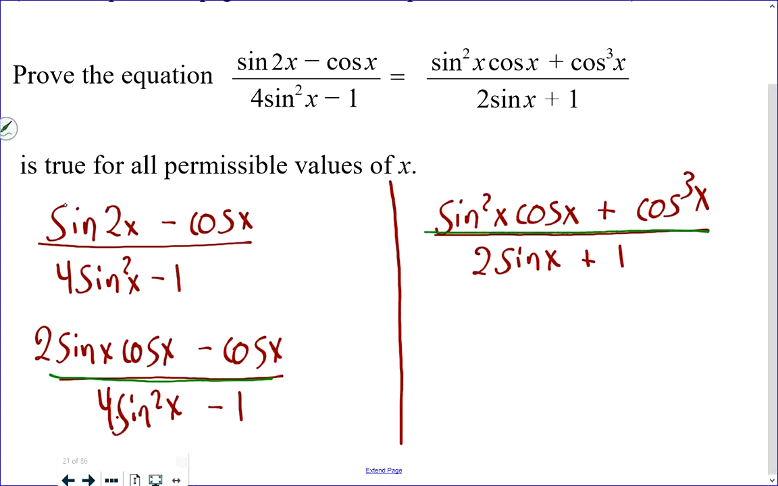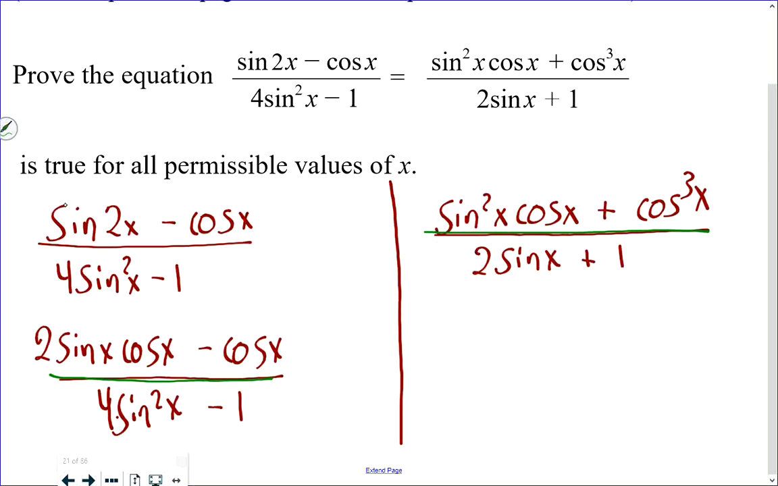I don't recognize anything flashing at me. Like I don't see a sine squared plus cos squared. I kind of do, but I have to do something to reveal it. The only thing I can do is factor. So this is a test of your algebra skills.